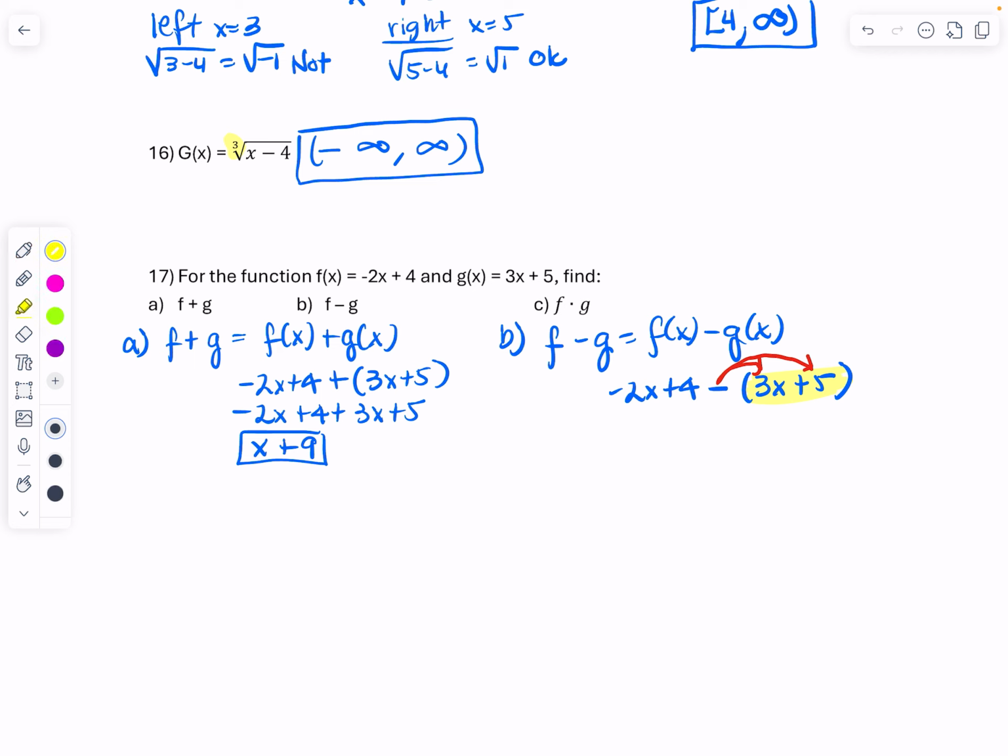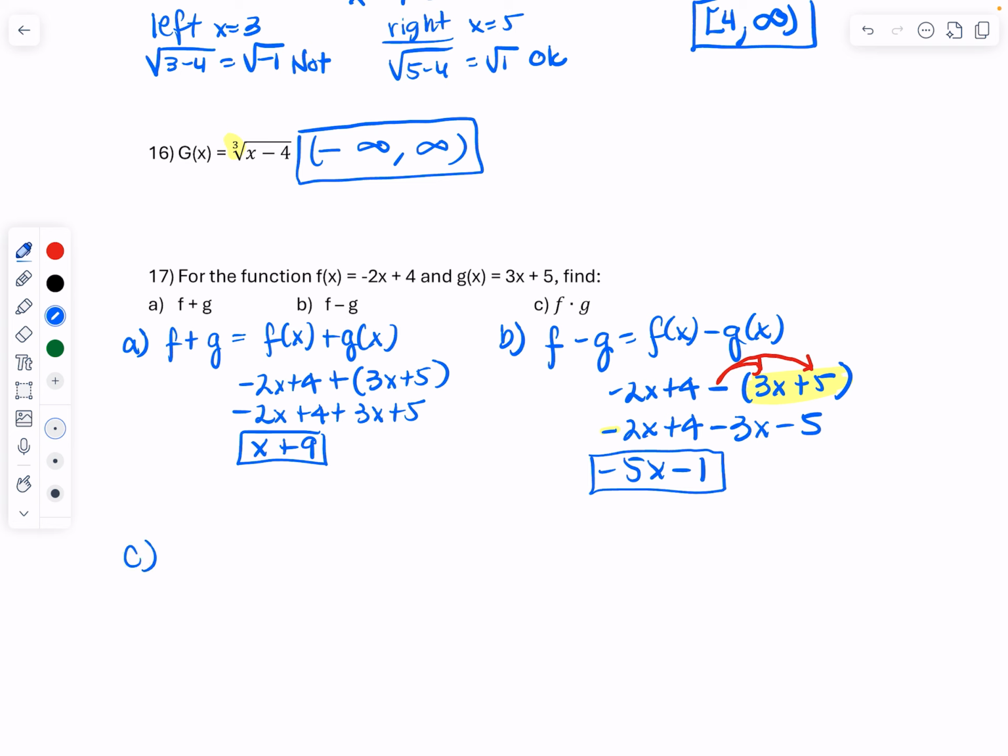So this looks like negative 2x plus 4 minus 3x minus 5. When I distribute the negative sign, it changes the signs. So negative 2x minus 3x is negative 5x, and negative 5 plus 4 is negative 1. So f minus g gives me negative 5x minus 1.